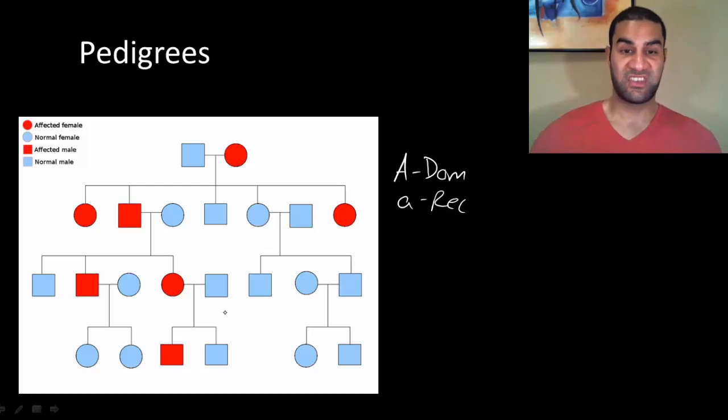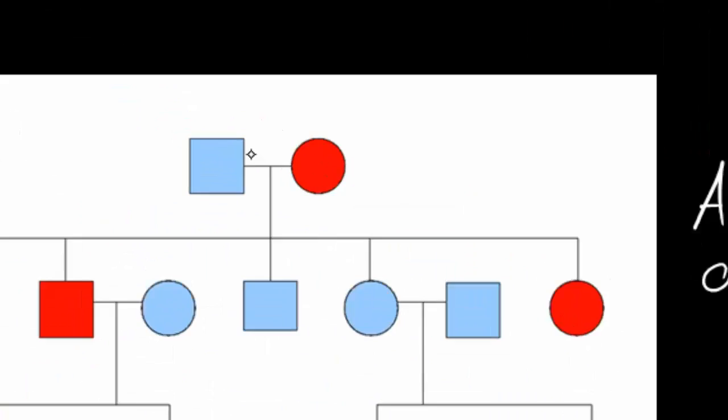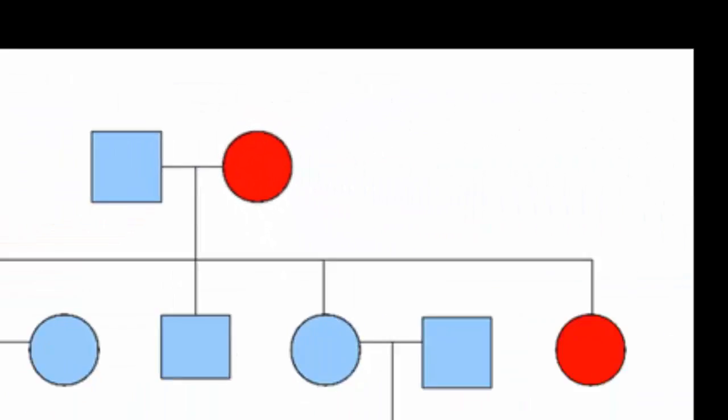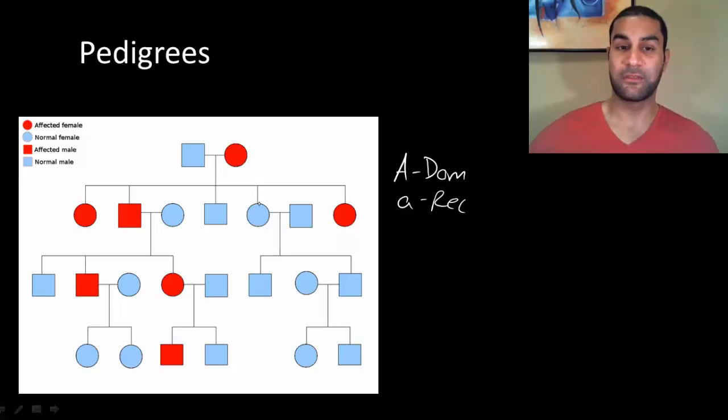Another key thing to understand is the shapes. Anytime you see a square, that represents a male; anytime you see a circle, that represents a female. When we're talking about autosomal traits, their gender doesn't matter, but it is important to be able to see how their family connections are. And so you can make certain assumptions here based on this family tree.